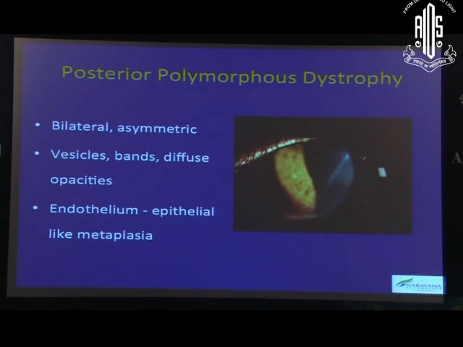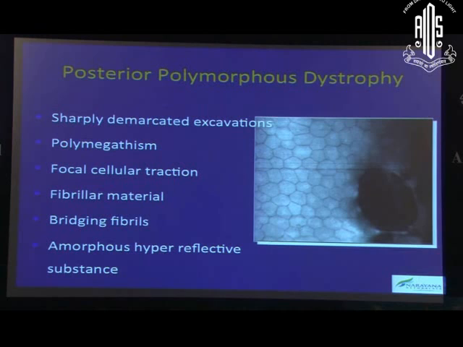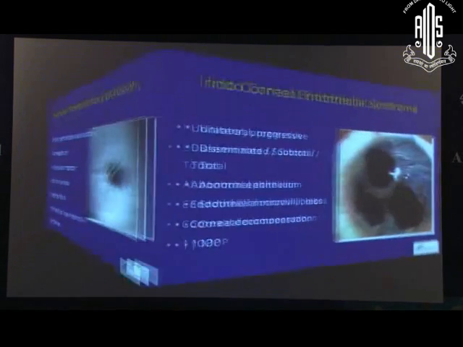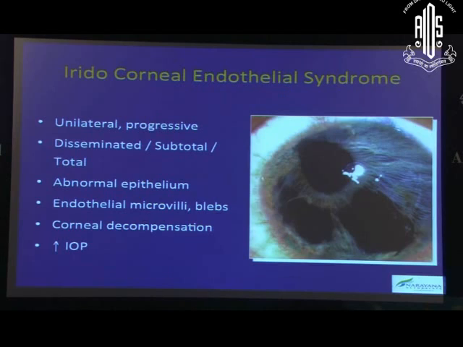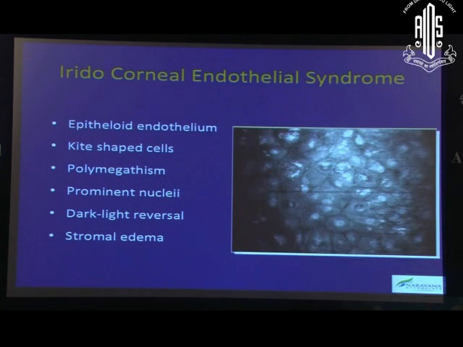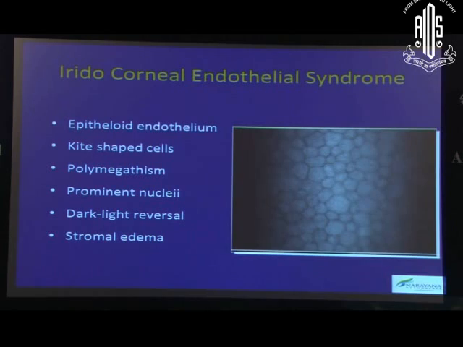In posterior polymorphous dystrophy, the typical railroad or tram track sign you see on slit lamp, on confocal you see a large defect which is excavated, and you see bridging fibers and fibrillar deposition around. In the same way, in iridocorneal endothelial syndrome, you see an epithelialization of the corneal endothelium and you see kite-shaped cells, which gives you an idea that this cornea is compromised.